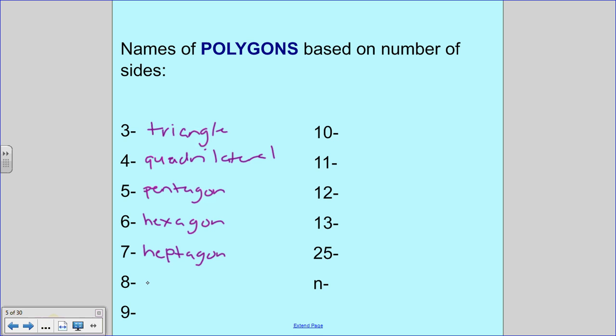Eight, come on, what's that stop sign? Octagon. A nine-sided polygon is a nonagon, I believe. I'll come back to that one. Ten-sided is a decagon. Eleven-sided is a hendecagon, I believe.